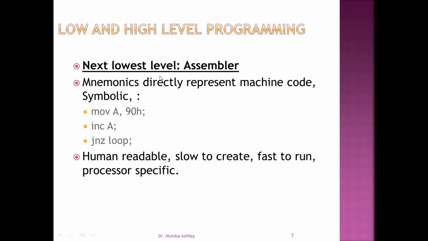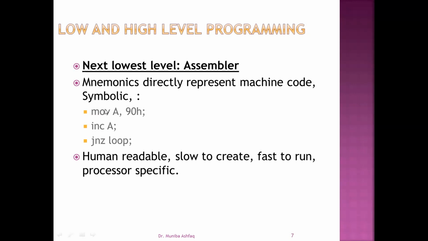The next level, which is a little higher than the machine language, is the assembly language. So instead of using the strings of numbers that computer could directly understand, programmers began using English-like abbreviations to represent elementary operations. These abbreviations form the basis of assembly language. And these abbreviations are called the mnemonics, which directly represent the machine codes. So here is an example of that.